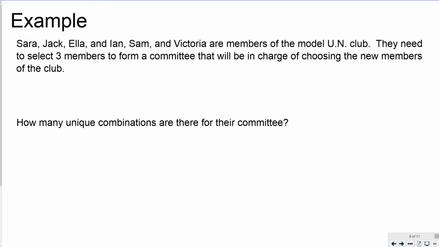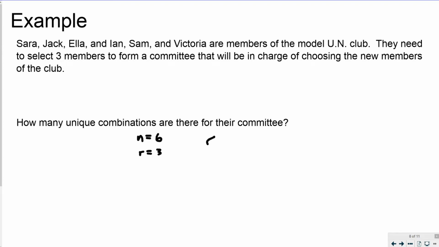All right. Sarah, Jack, Ella, Ian, Sam, and Victoria are members of the Model UN Club. They need to select 3 members to form a committee that will be in charge of choosing the new members of the club. How many unique combinations are there for their committee? So, I see 1, 2, 3, 4, 5, 6 different members. So, n equals 6 because I have 6 different members. And r is equal to 3.